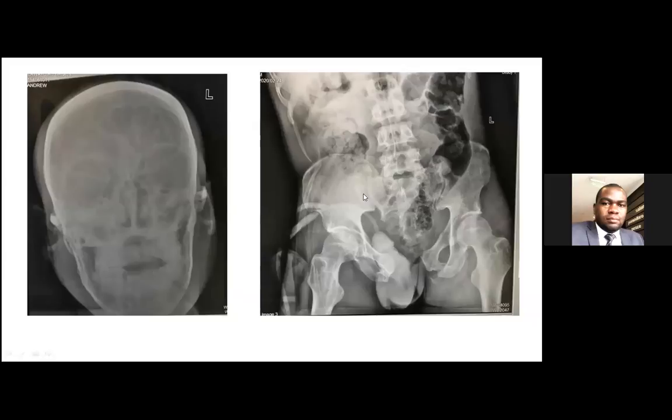Cut the formalities. Just go to the pathology. Okay. There is diastasis of the symphysis pubis. There is a fracture of the inferior and the superior rami on the left side.